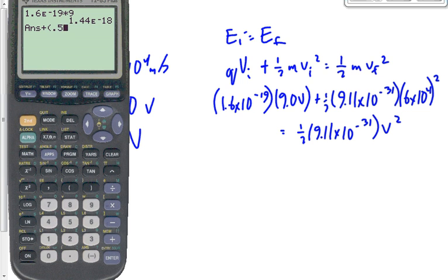0.5 times 9.11 times 10 to the minus 31. Times, let's use some more brackets here because we've got a square. 6 times 10 to the 4. End bracket that, square it. End bracket that. Okay, that's my left side. Let's multiply it by 2 to get rid of the half. Let's divide it by 9.11 times 10 to the minus 31.